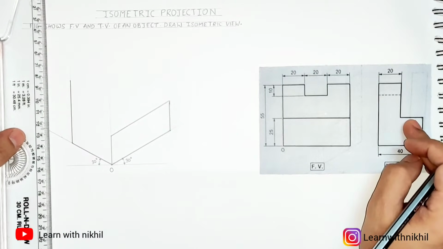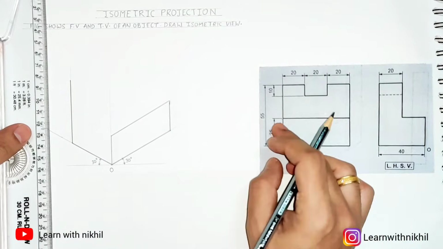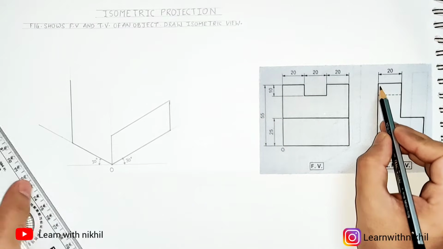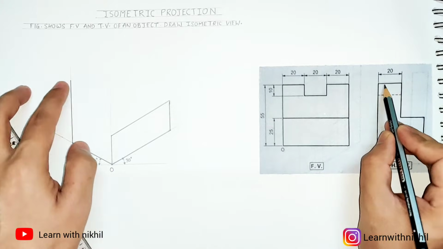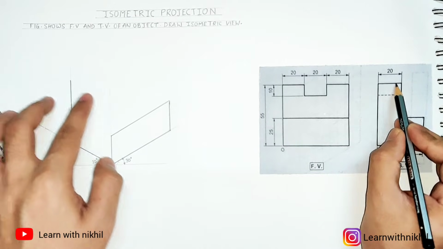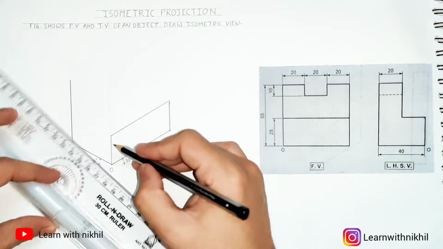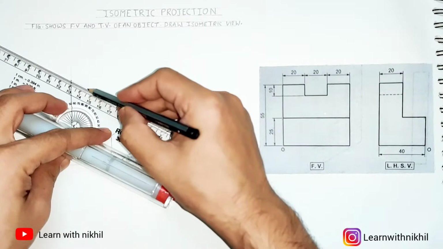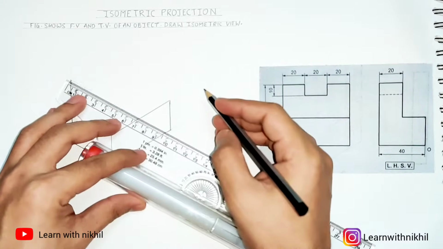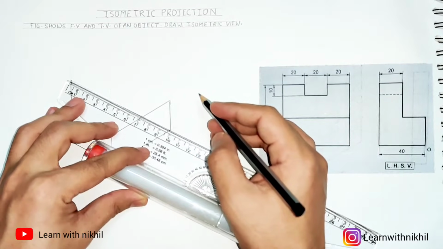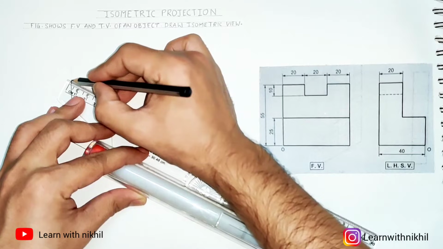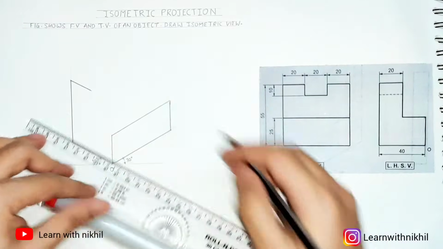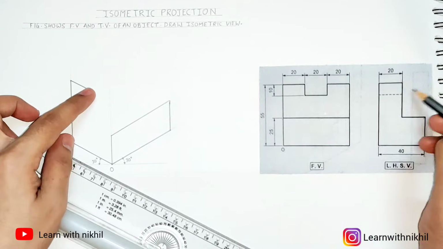Now it has a depth. Now depth dimension is nothing but it is written above. It is 20. So from this it is 20. So the remaining will be 20 as the total width of side view is 40. So drawing parallel line, this distance is 20. So this is this line.